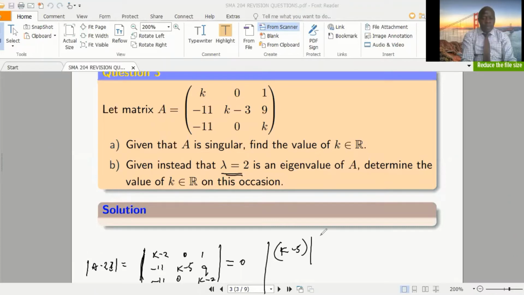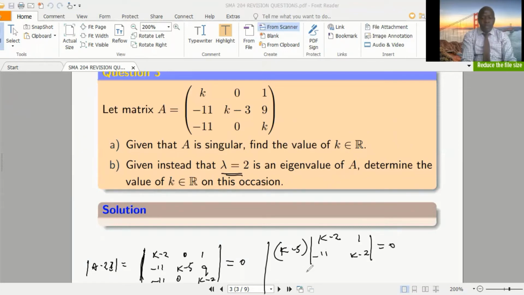So that is K minus 2, 1, negative 11, K minus 2. So when we delete that and that, we get K minus 2, 1, negative 11, K minus 2, yes. And this should be 0.